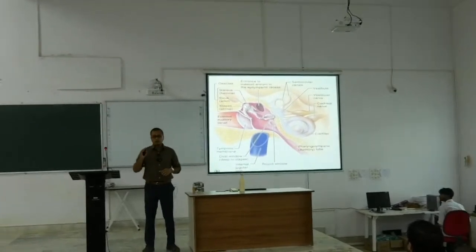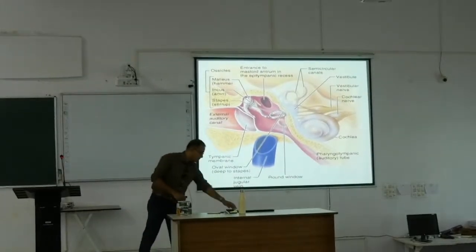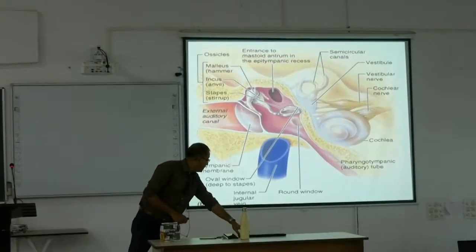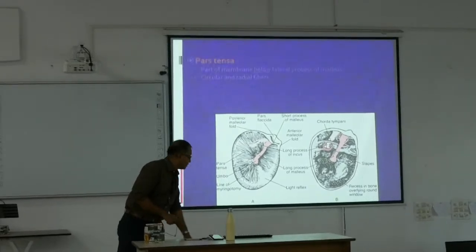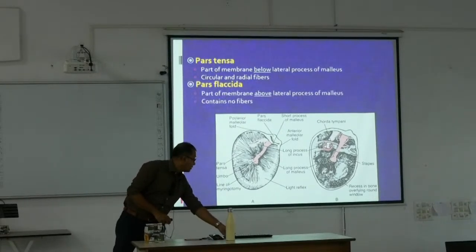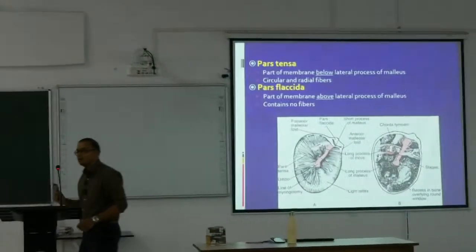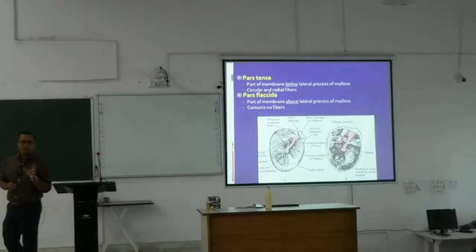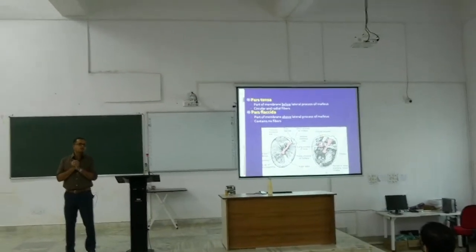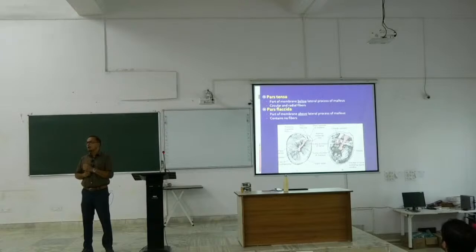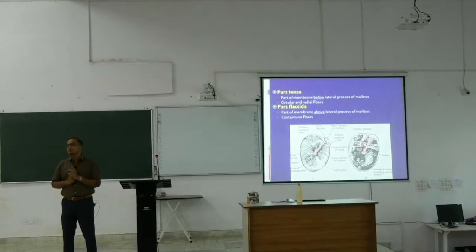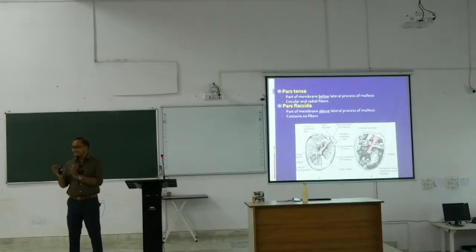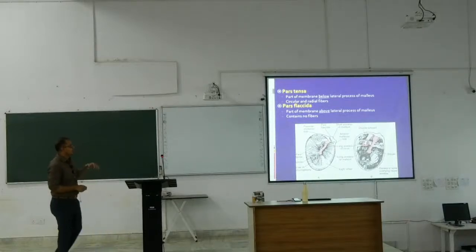Coming from here, once you divide this membrane, we have two parts to consider. The membrane is divided into two broad parts. A part of this tympanic membrane is tightly anchored, and a part is loosely anchored. So the tympanic membrane can be divided into two basic parts. We call them pars tensa, which is tensely attached, and pars flaccida, which is loosely attached.